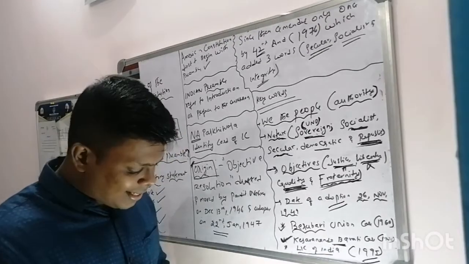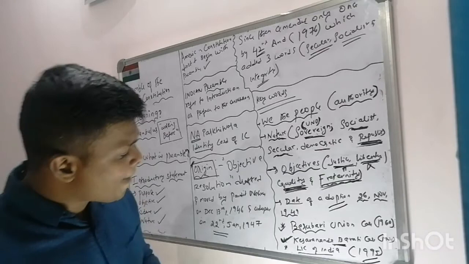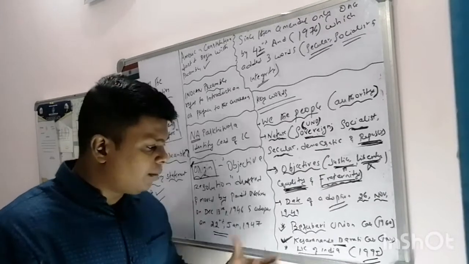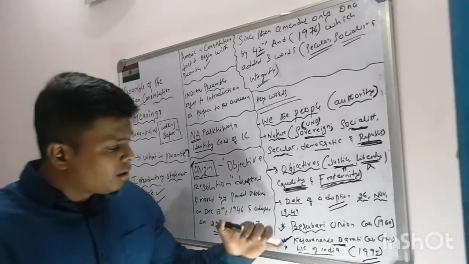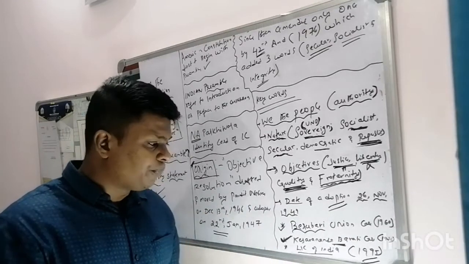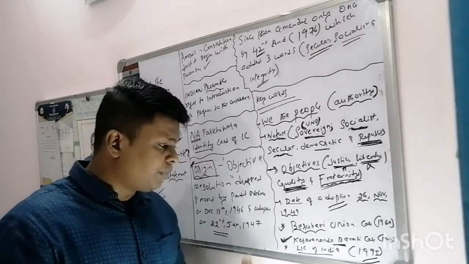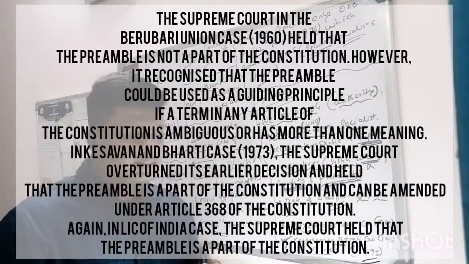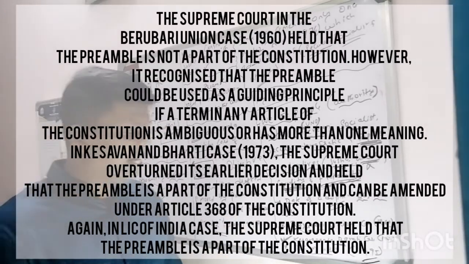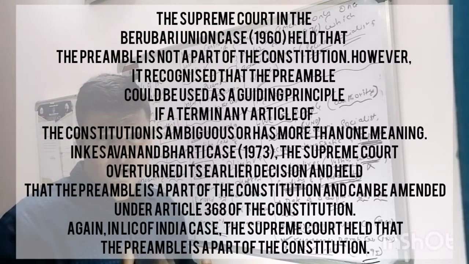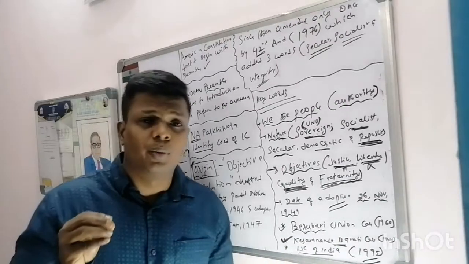Now, let us discuss certain case laws. The first important case law where the question came before the Supreme Court is the Berubari Union case, that is in 1960, whether the preamble is part of our constitution or can Parliament amend the preamble using power under Article 368. Here, the Supreme Court answered in the negative and said, no, the preamble is not part of our constitution, hence it also cannot be amended by Parliament.